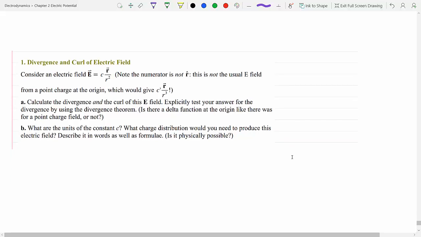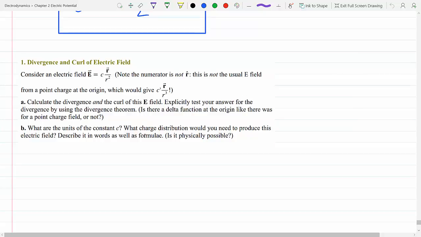So we have an electric field E, which is the vector r over r squared times some constant, and we need to find the divergence and the curl of this E field. Now note that this is not the electric field from a point charge, because that would give you r hat over r squared. The vector r over r squared is the same thing as r hat over r, right? So that's kind of the idea.